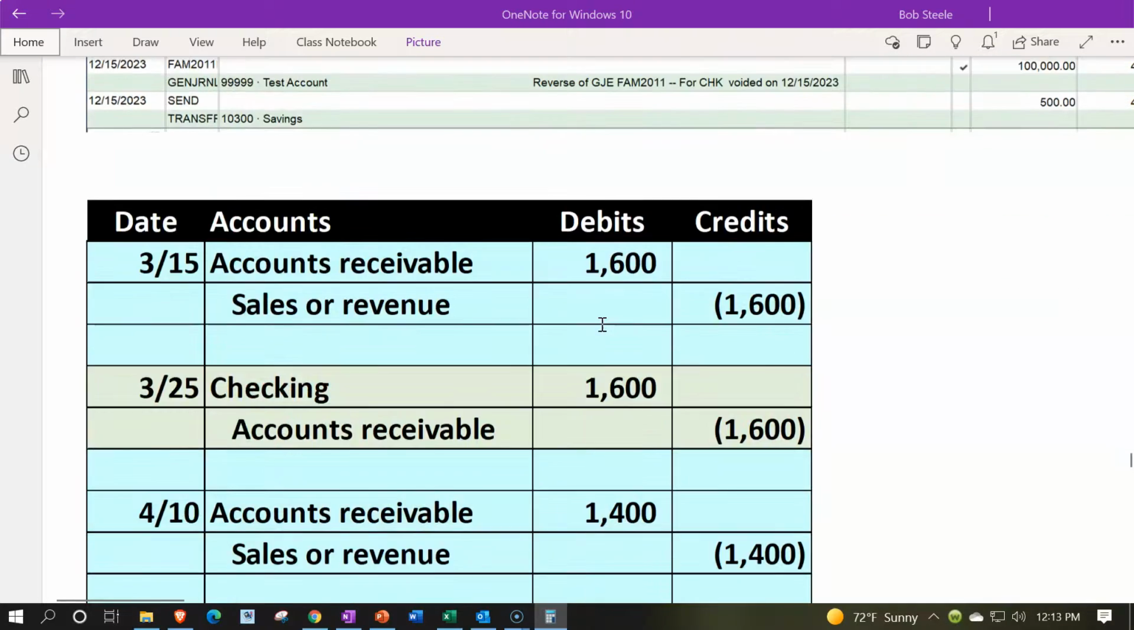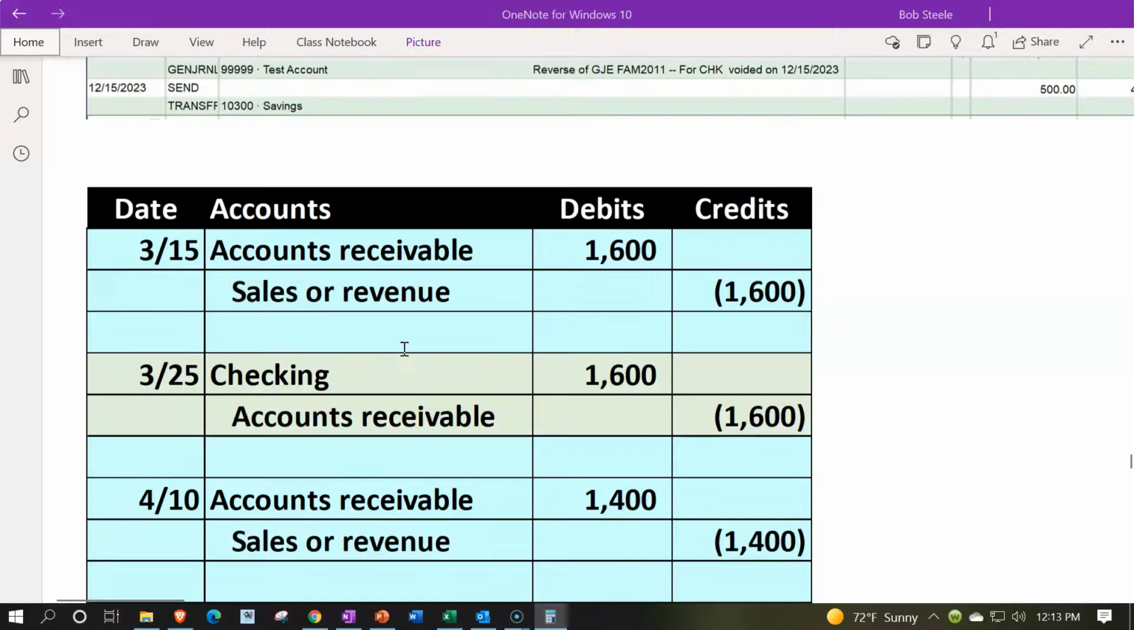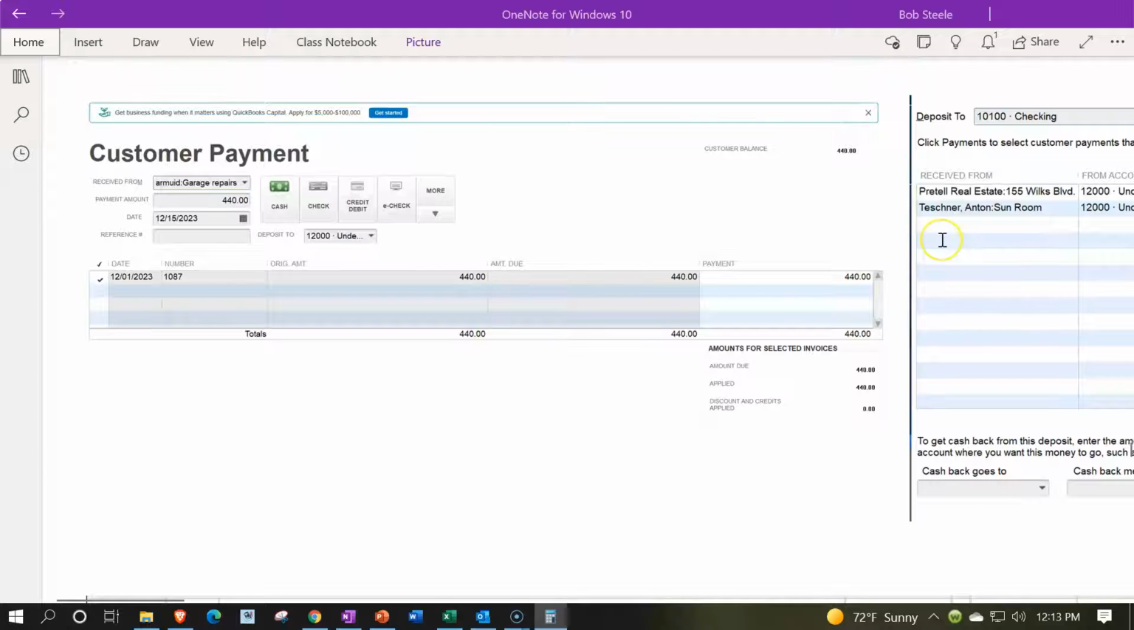Let's try another transaction. This will be a bit more unusual one. This one, we're going to say that the owner put money into the checking account. So the owner put money into our business checking account. In that case, you could use the same deposit form, like this form here.